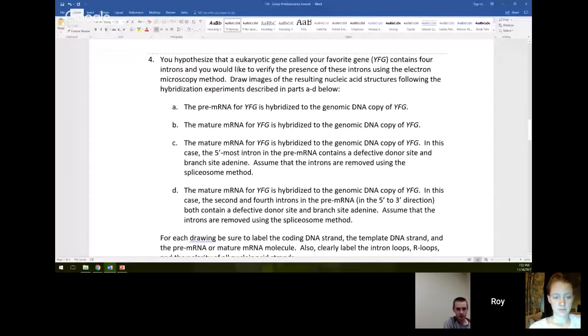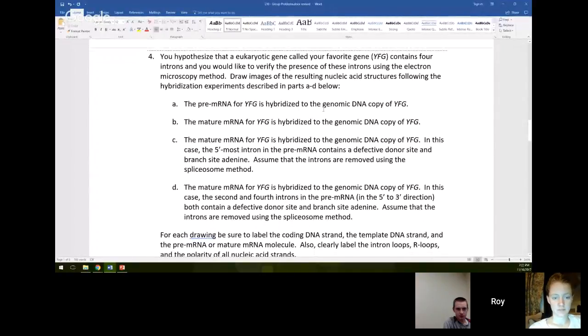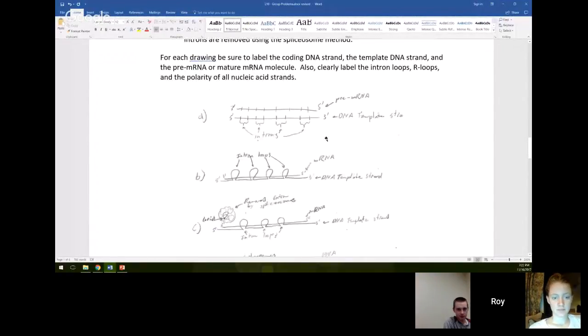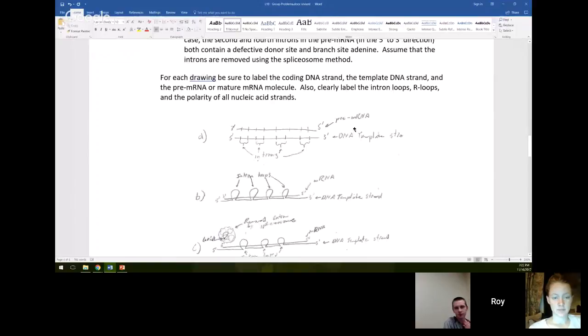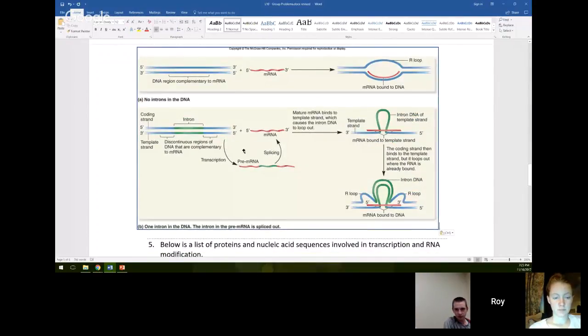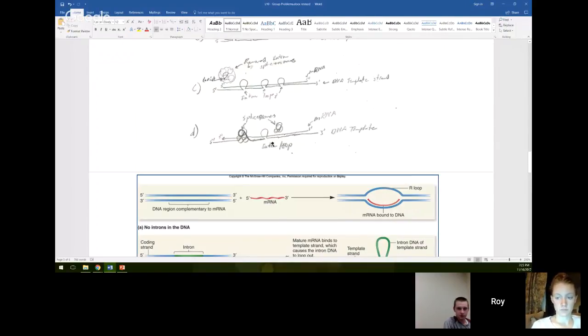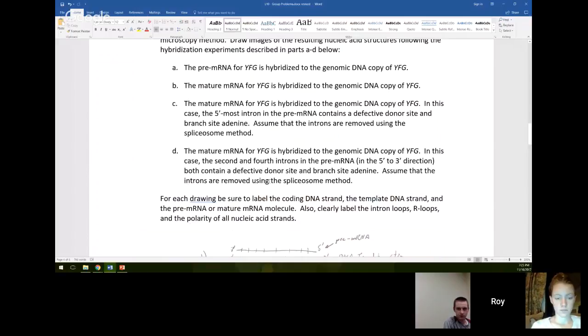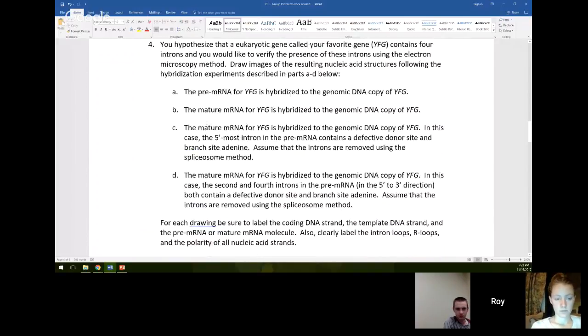The pre-mRNA for your favorite gene is hybridized to the genomic DNA copy of your favorite gene. So this is kind of my DNA template strand. This is my pre-mRNA right here. You can also see it here. So this would be your template strand, your pre-mRNA comes from that, then plus your mature mRNA binds to that and creates your intron. Back to the question. So that's that first one, which is your 2.